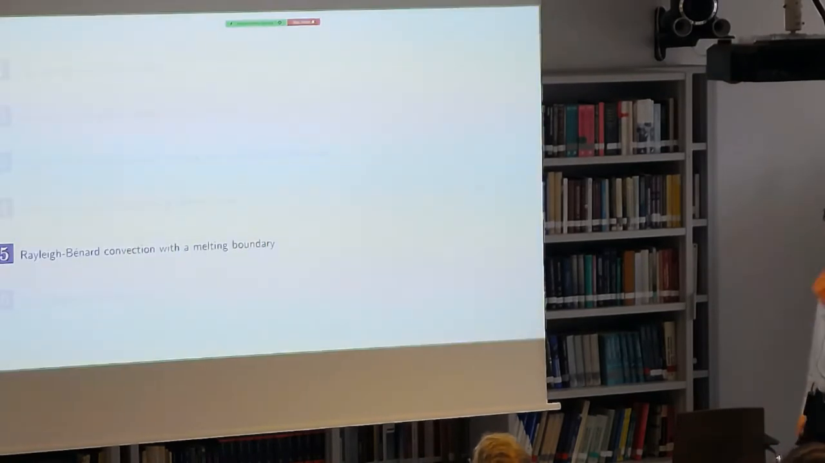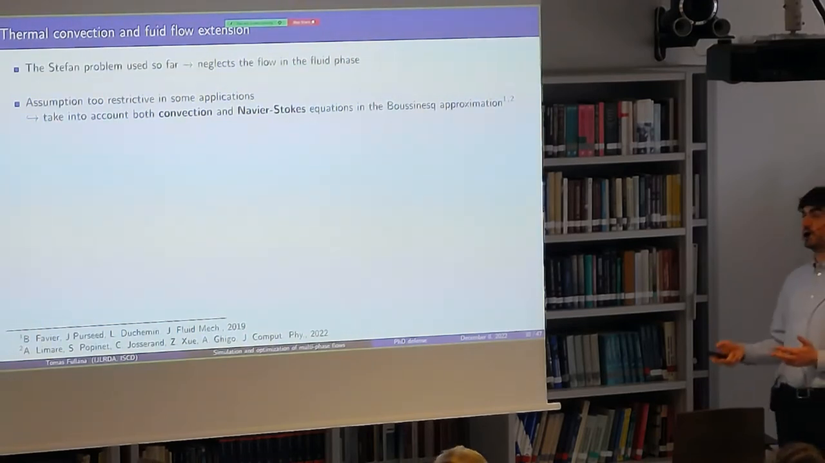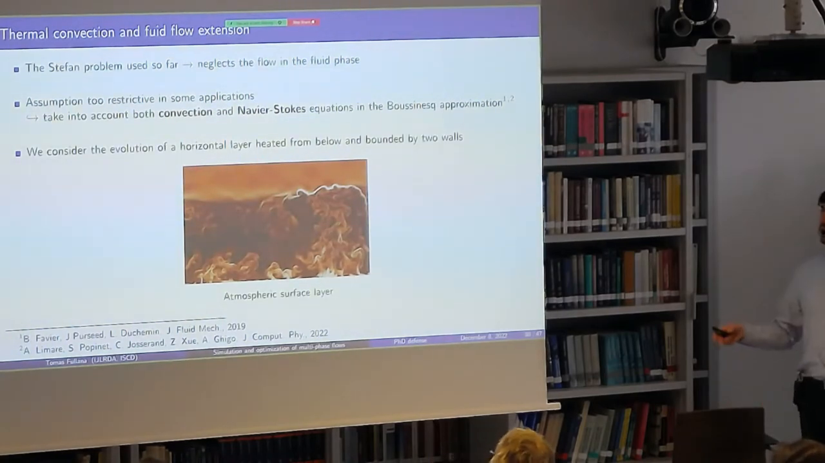Now, in this last section before the conclusion, I'm going to talk about the fluid flow extension of this problem, in particular, the simulation of Rayleigh-Bénard convective cells. Now, so far, we have assumed that we could neglect the flow in the fluid phase. So this assumption might be too restrictive in some applications. And this is why we need to take into account both the convection and the Navier-Stokes equations in the Boussinesq approximation. We will consider the evolution of a horizontal layer that is heated from below and bounded by two walls.